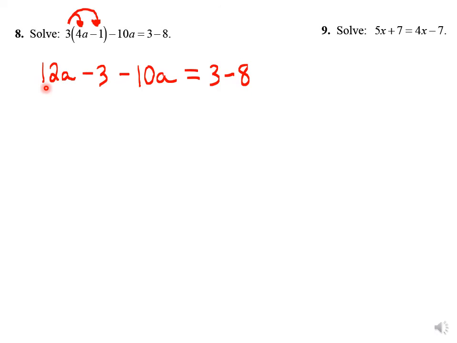But anything to simplify on the left-hand side still? The a's, huh? 12a minus 10a, 2a. And so notice the minus 3 just sort of stands there. Doesn't have anything here. On this side, it's 3 minus 8. And if you think about it, $3 in the checking account, subtract $8, that means you have a minus $5 in the checking account.